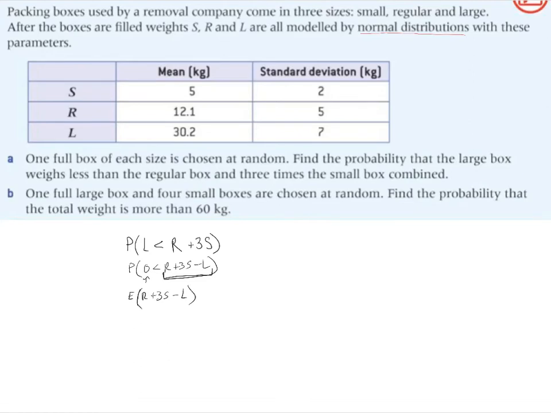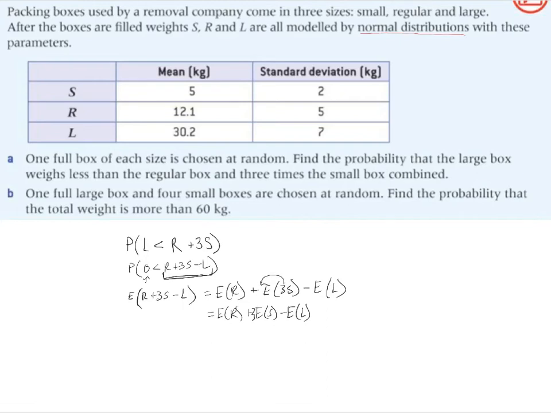The expected value becomes the expected value of R plus the expected value of 3S, minus the expected value of L. Then we can take the 3 out, still doing this expectation algebra. So we've got the expected value of R plus 3 times the expected value of S minus the expected value of L. And this we can figure out, we can put that straight in.